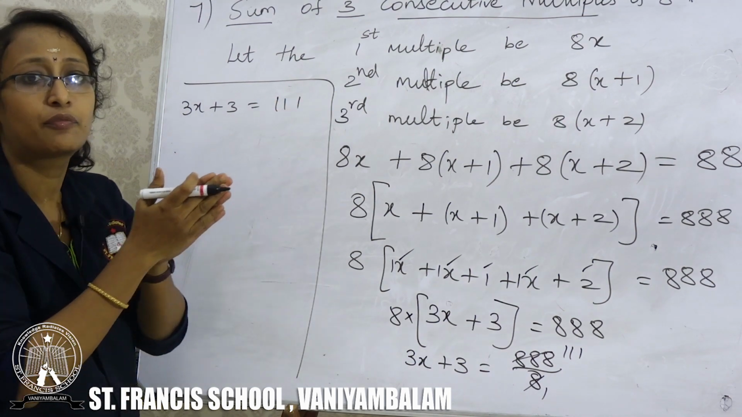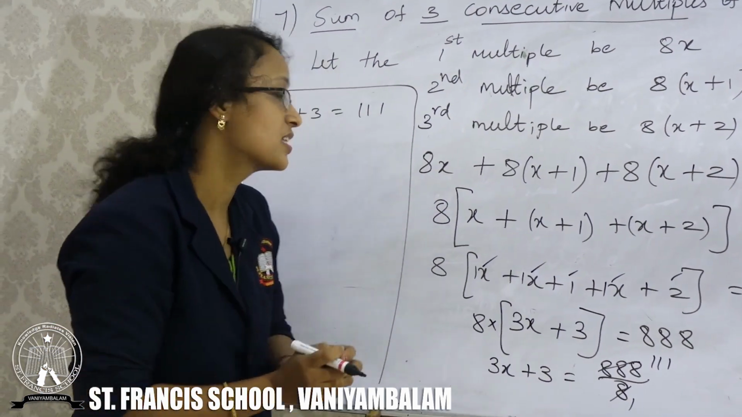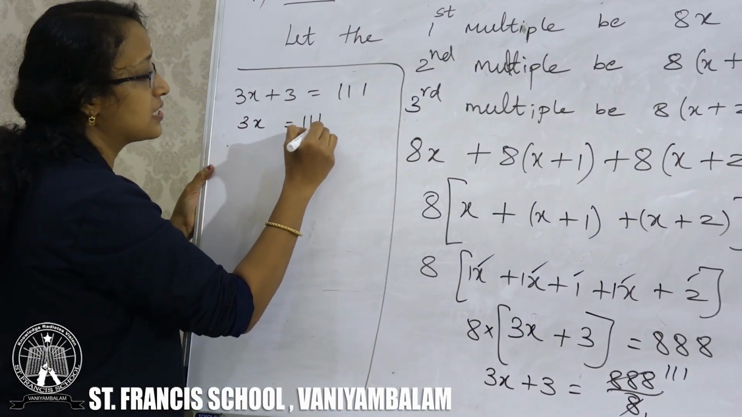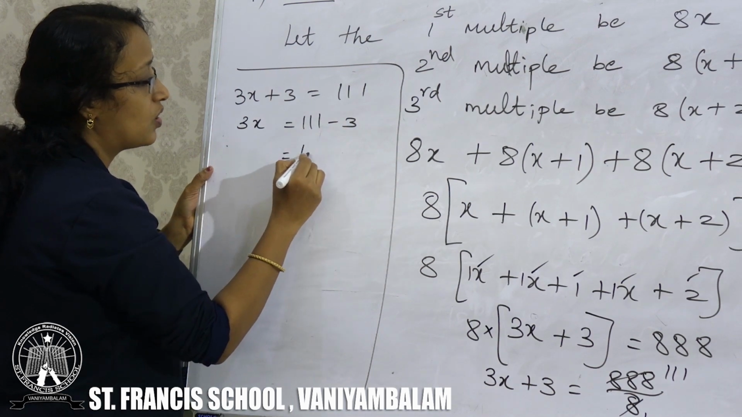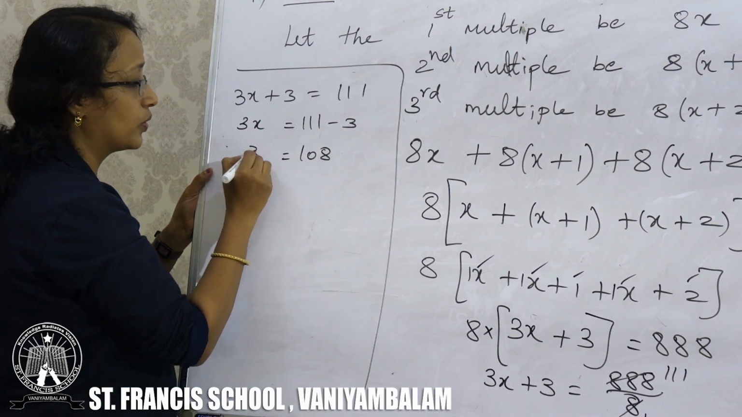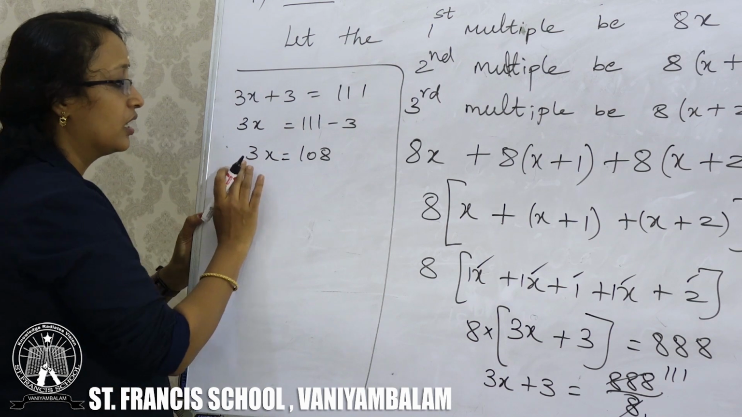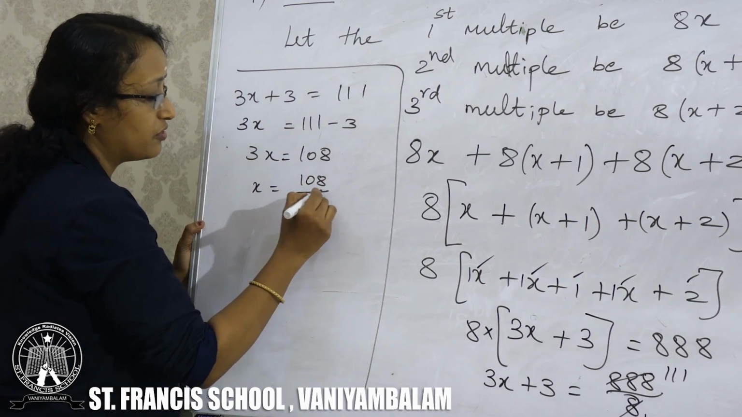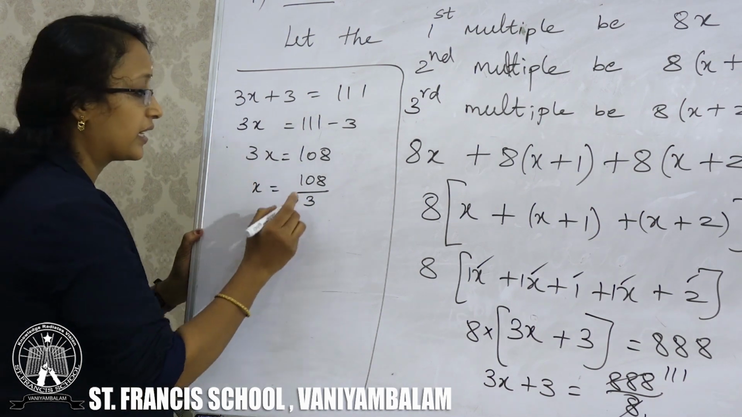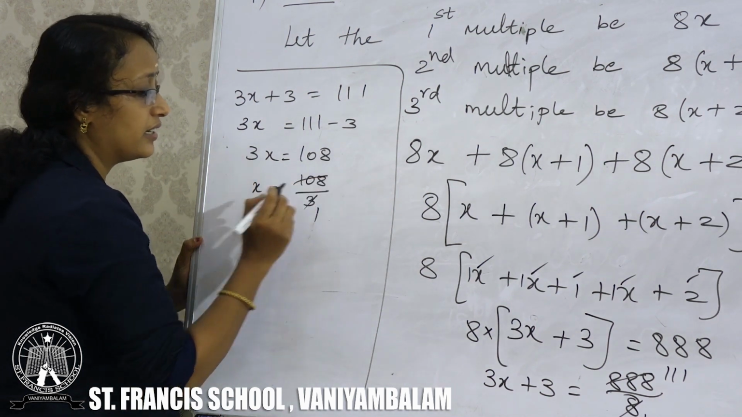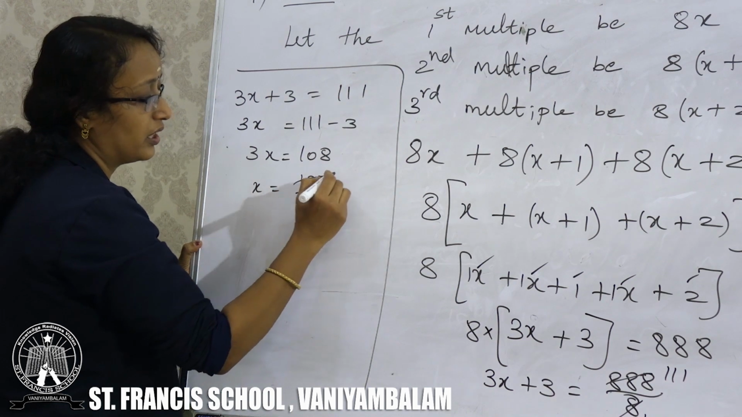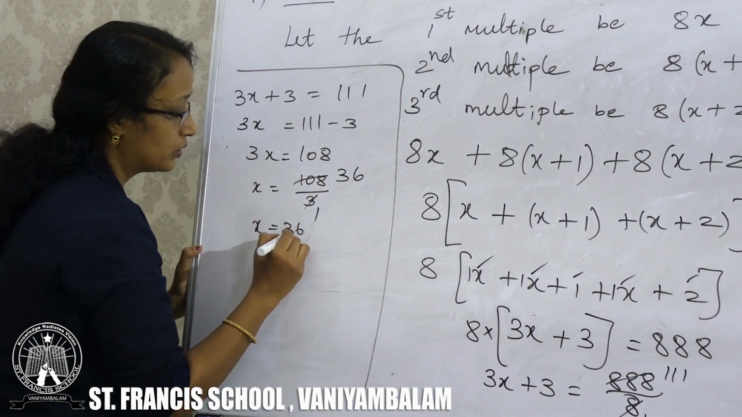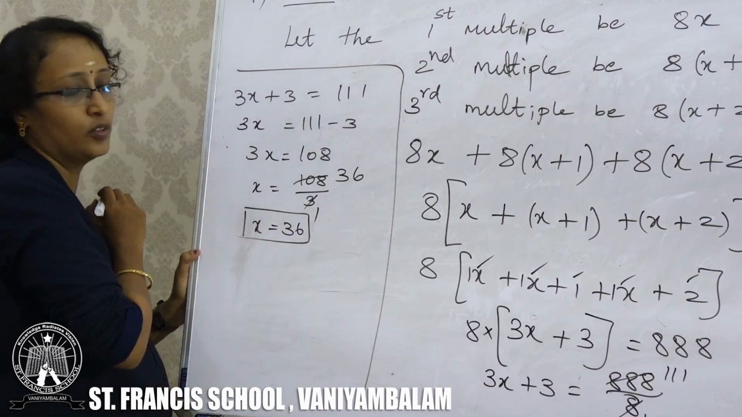Now you have to find the value of x. How will you find the value of x? Plus 3, when it goes to the right hand side, becomes minus 3. So 111 minus 3 is equal to 108. Now 3 and x are in multiplication. When it comes to the other side, it becomes division, right? Now you can cancel the numerator and denominator. 3 3s are 9, carry 1. So x is equal to 36. You got the value 36.